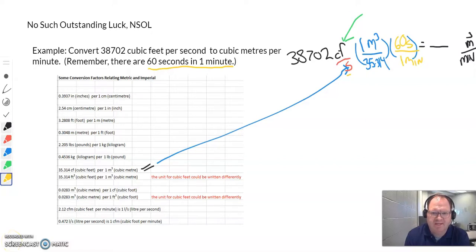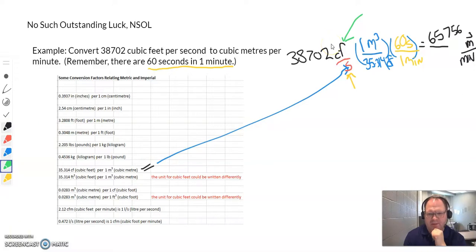We'll notice that our seconds are on the bottom. So we have to have seconds in the top. So every 60 seconds has 1 minute. And remember, numbers on the top are multiplied, numbers on the bottom are divided. So it's 38,702 times 1 times 60 divided by 35.314, which is equal to 65,756 cubic meters per minute.